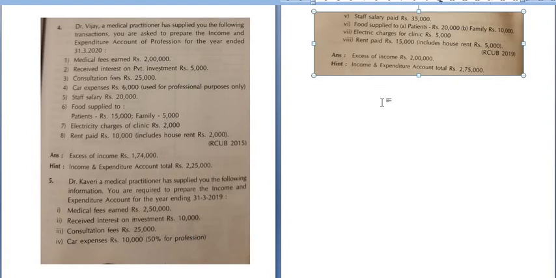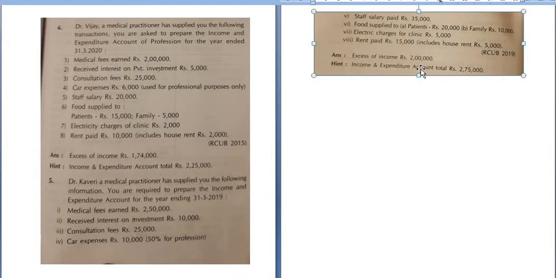Next, salary to staff paid 35,000. Yes, that is a professional expense. Food supplied to patients 20,000 and family 10,000. Whatever expenses they make for patients are expenses. Electric charges for the clinic, again an expense. And rent paid 15,000 including house rent 5,000. In this case again, of the rent paid 15,000, the 5,000 relating to personal use will be deducted and the remaining will be expenses. So this is the way you have to prepare both problems, problem number 4 and 5.